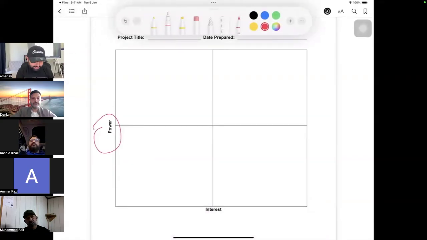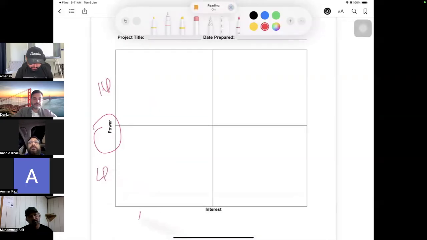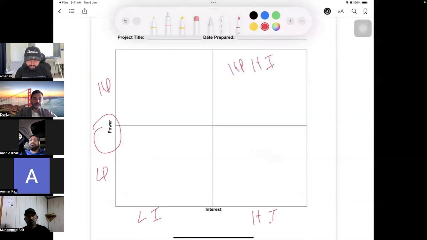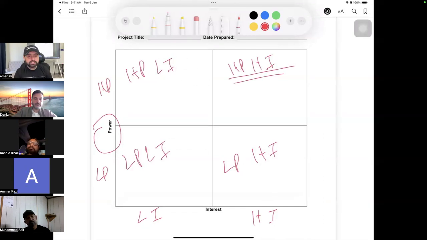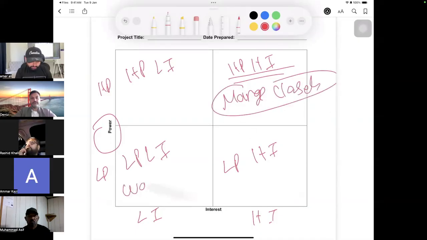For example, power is here: high power, low power, low interest, high interest. So this becomes high power, high interest. This becomes low power, high interest, high power, low interest, low power, low interest. High power, high interest people are the most important people of your project. We manage them closely. These people we put in the watch list.